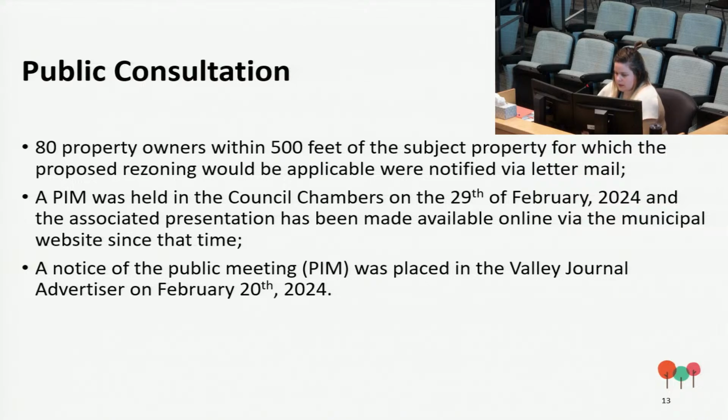So, prior to the public information meeting, 80 property owners within 500 feet of the subject property were notified by letter mail, and a notice was included in the Valley Journal Advertiser on the 20th of February. A public information meeting was held on the 29th of February with 16 members of the public in attendance. A recording of the public information meeting has been made available through the municipal website since that time.